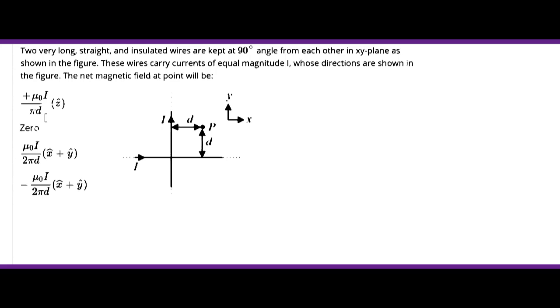So our options are: option A, mu naught I by pi d into z vector; option B, 0; option C, mu naught I by 2 pi d into x vector plus y vector; and option D, minus mu naught I by 2 pi d into x vector plus y vector.